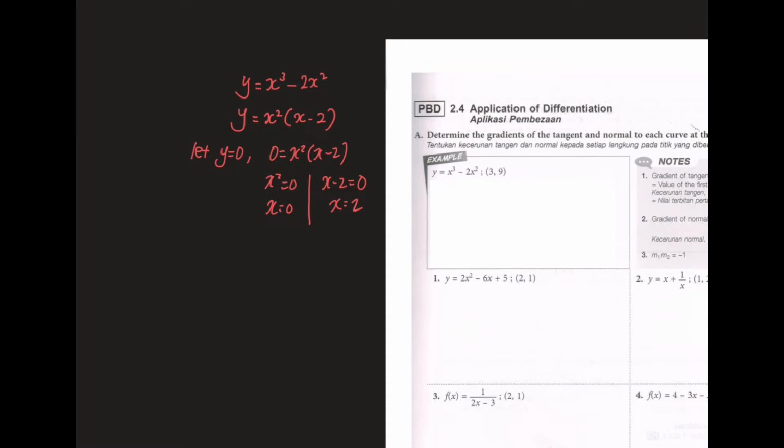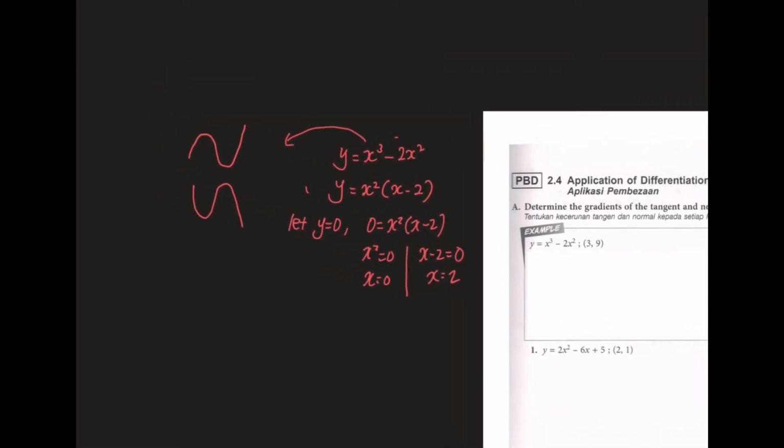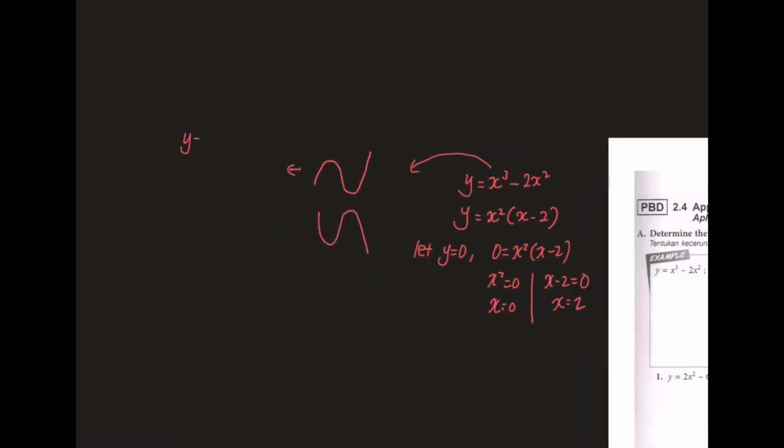So I have two x-intercepts. And I know this is a power 3 graph. Power 3 graph, I know the graph is going to be like this or like this. Okay, so it is like this if you have y equal to ax cubed plus bx squared plus cx plus d, where your a is more than 0.